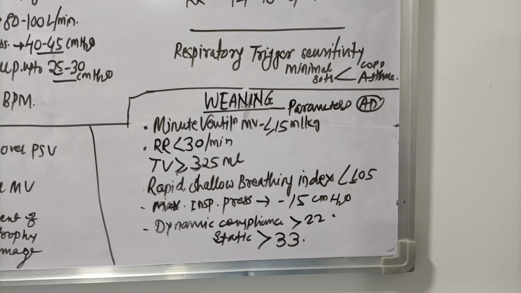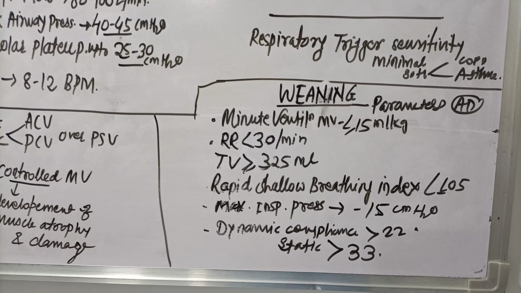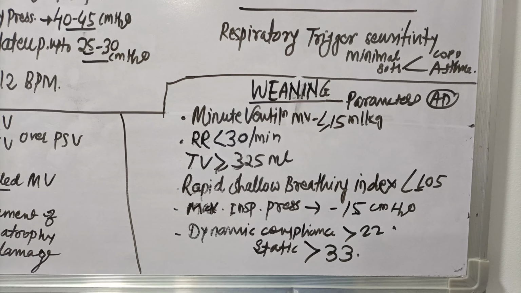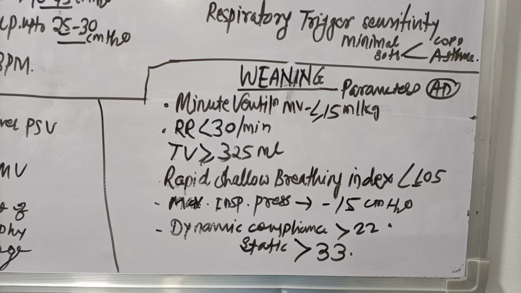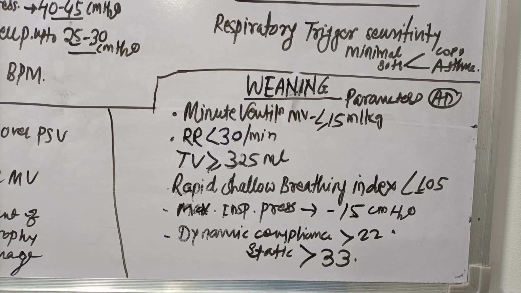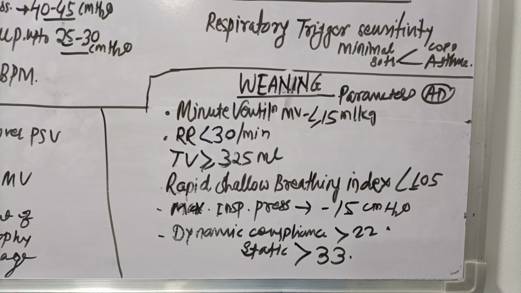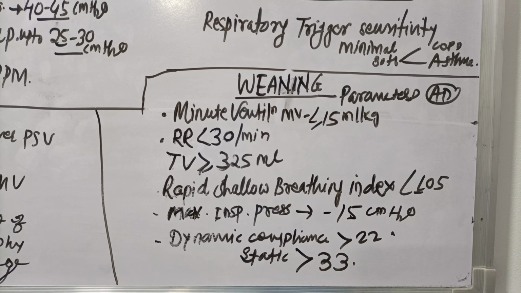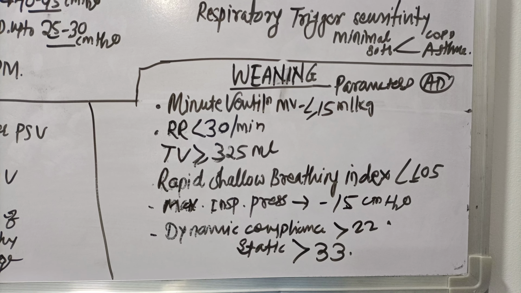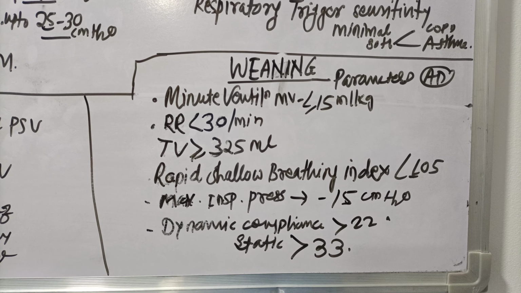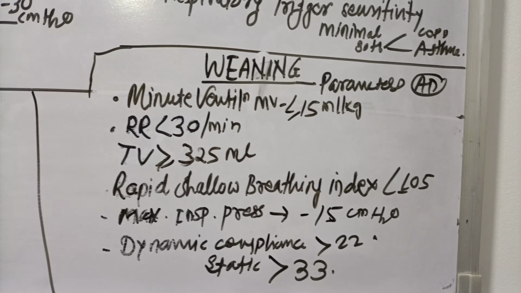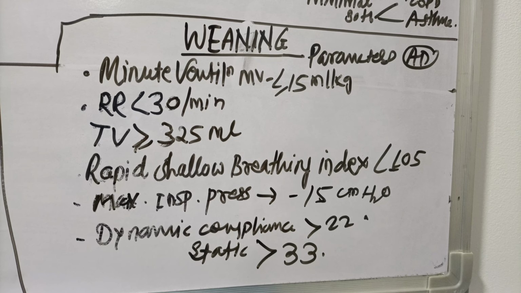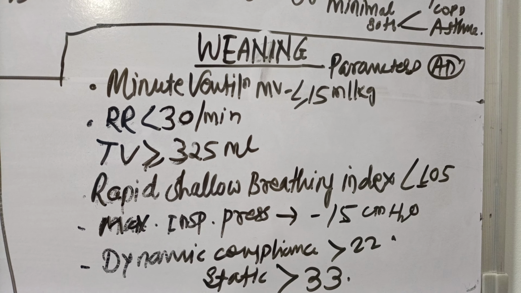So what are the weaning strategies or weaning criteria for COPD and asthma patients? The weaning criteria include minute ventilation less than 15 ml per kg, respiratory rate less than 30 per minute, tidal volume more than 325 ml, rapid shallow breathing index less than 105, maximum inspiratory pressure of minus 15 centimeters of H2O, dynamic compliance more than 22, static compliance more than 33. These are a few new terminologies we will discuss in future lectures and discussions. Okay, so these are the indications for weaning of COPD patients.